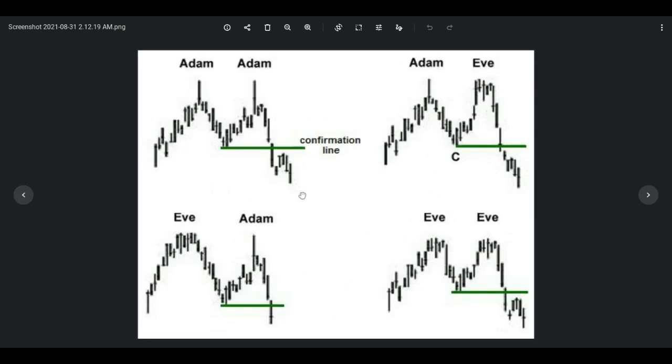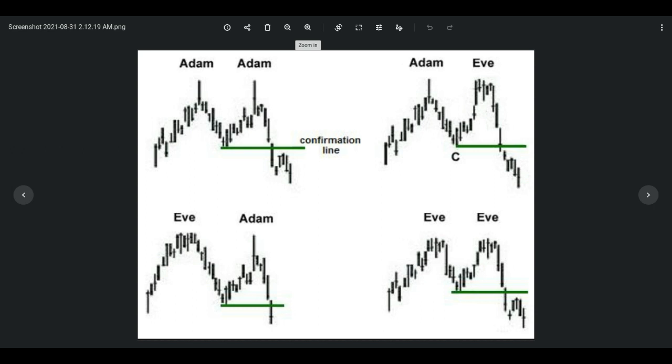Here's a chart showing you all of the candle patterns we've been over in the last couple of days, which is the Adam and Adam, the Adam and Eve, the Eve and Adam, and the Eve and Eve. And today we are going over the double tops, Adam and Eve, right here. See? You see this?